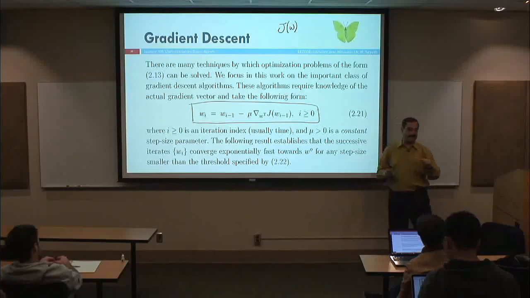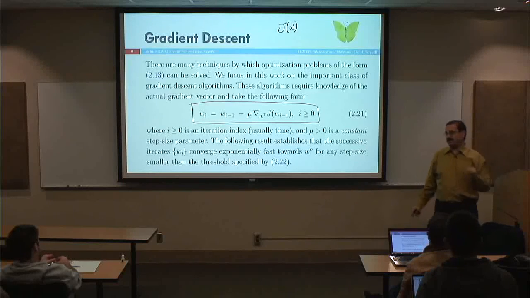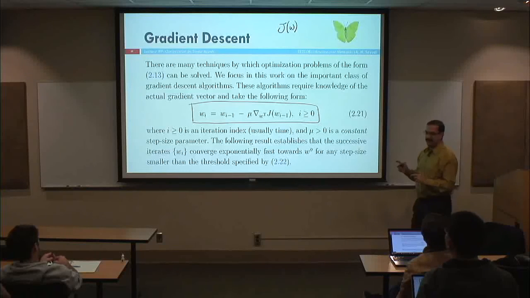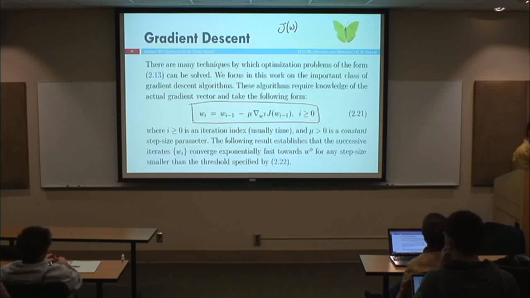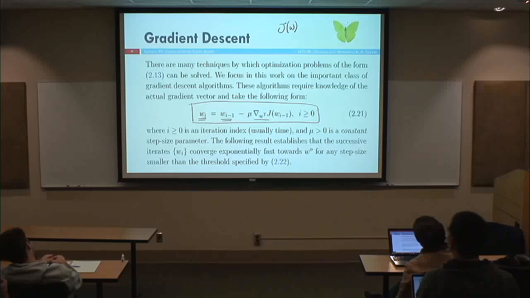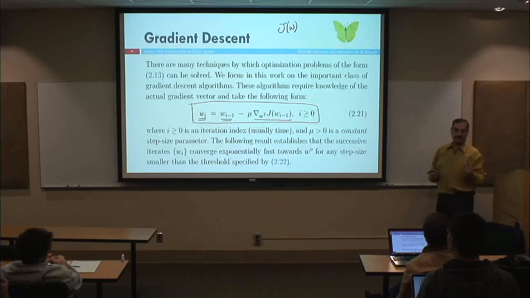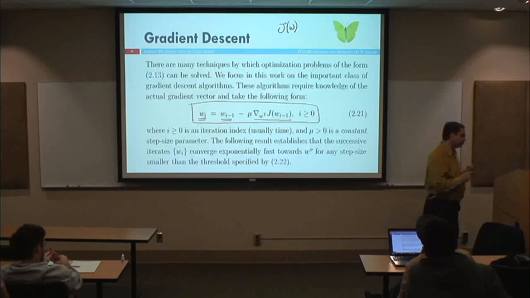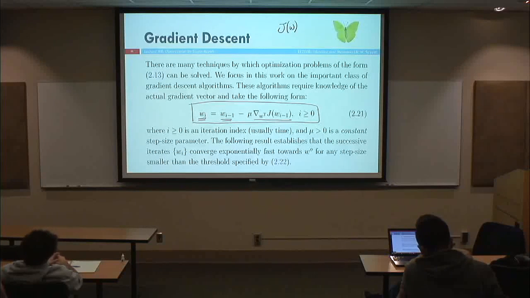In an iterative manner. So the way you do it, you start from an initial guess, any initial guess, for example, the zero vector, and you start iterating. The new weight, the new estimate at iteration i, is what you had at the previous iteration. You move along the negative direction of the gradient vector at that previous iteration. And mu is a small, positive step size parameter. So you start from the previous estimate and you move to the new estimate, okay?